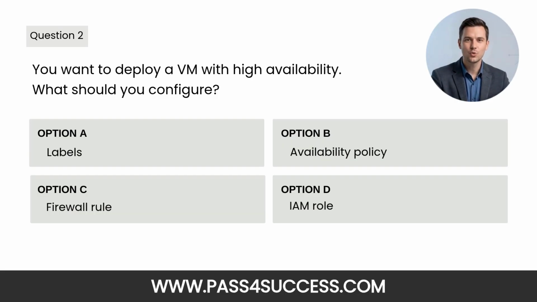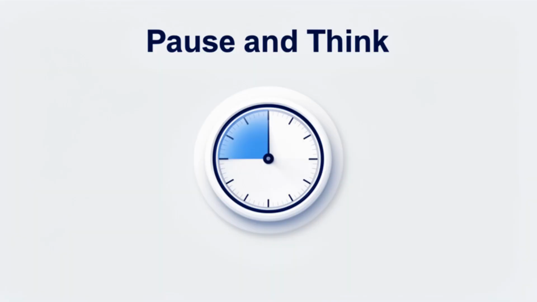Question 2. You want to deploy a VM with high availability. What should you configure? A. Labels. B. Availability policy. C. Firewall rule. D. IAM role. Pause for 5 seconds. Think about it.